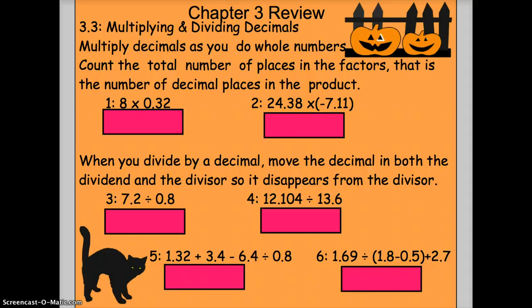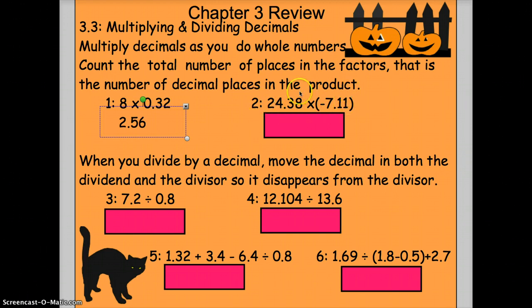Section 3.3, multiplying and dividing decimals. Go ahead and do these problems here. Press play when you're ready to see the answers. Okay, let's go ahead and take a look at number 1. You count over 2 spaces after you've done your multiplication, and you end up with 2 and 56 hundredths.